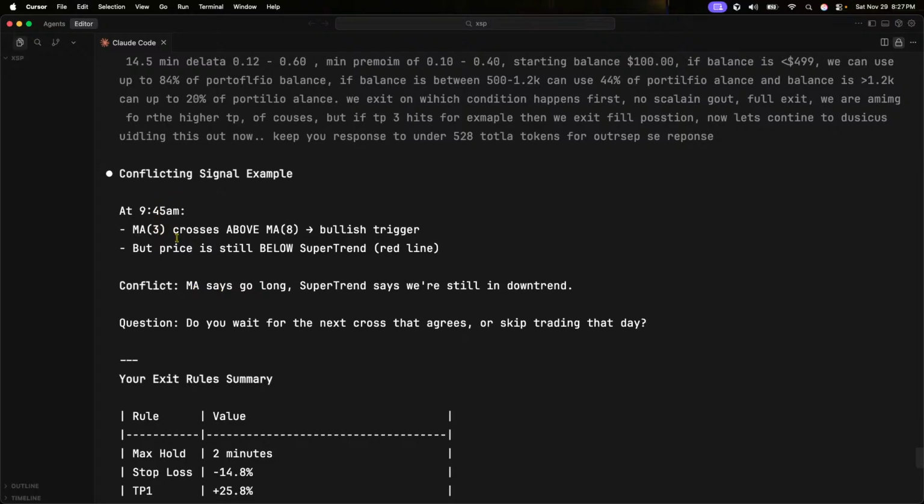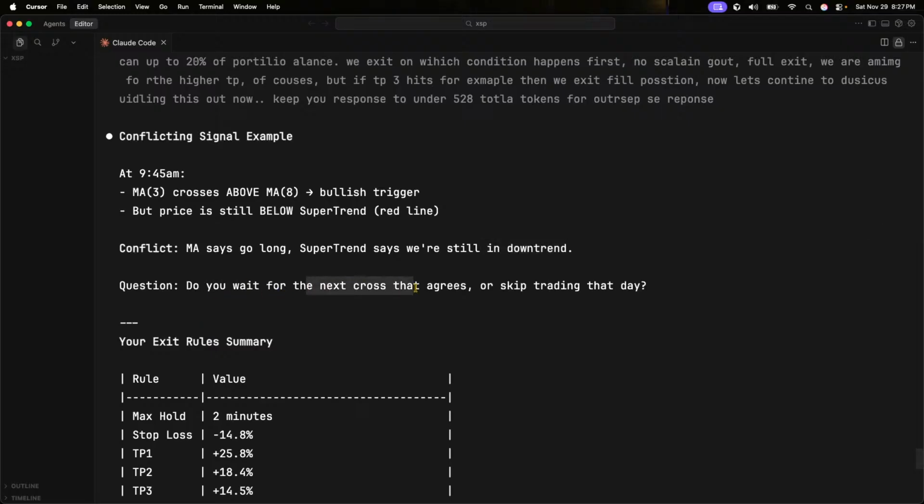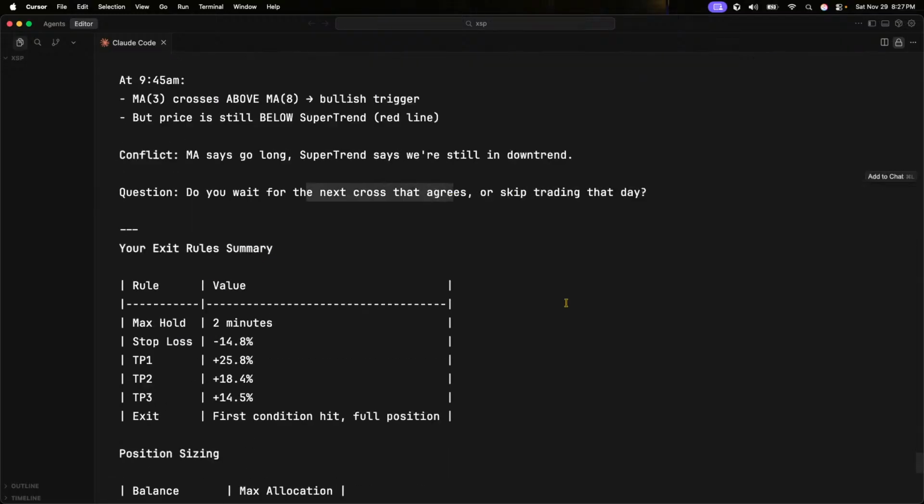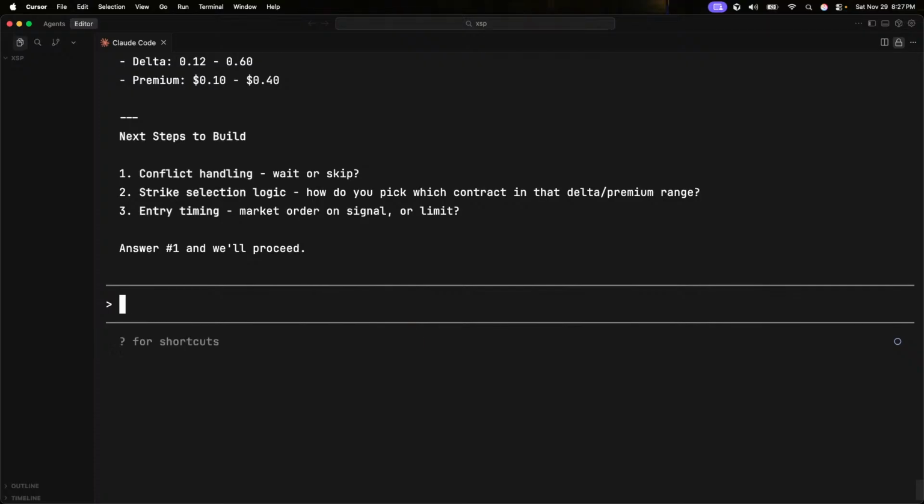At 9:45, the MA3 crosses above the MA8, a bullish trigger, but the price is still below the super trend. So the conflict: the MA says go long, but the super trend says we're still in a downtrend. Question: do we wait for the next cross that agrees or skip trading that day? We would skip that signal and keep scanning for other signals for the day.